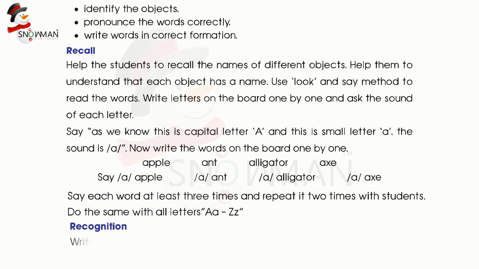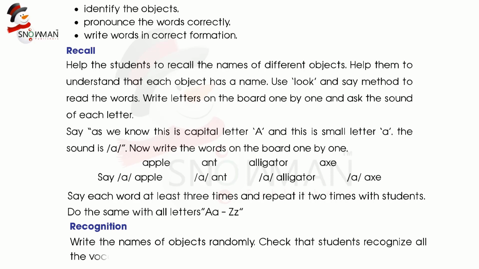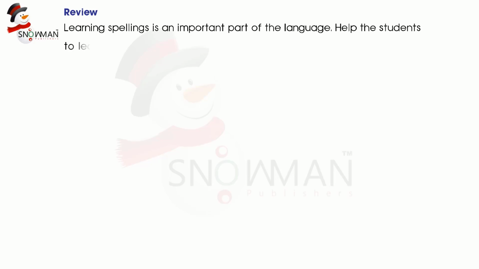Recognition. Write the names of objects randomly. Check that students recognize all the vocabulary correctly. Review. Learning spellings is an important part of the language. Help the students to learn how to spell a word.